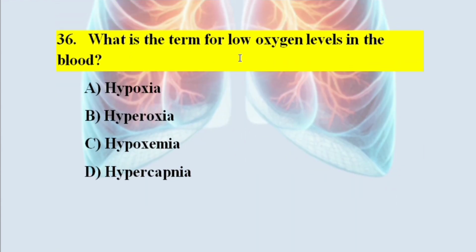What is the term for low oxygen level in the blood? Alpha, hypoxia. Beta, hyperoxia. Charlie, hypoxemia. Delta, hypercapnia. So low oxygen level in the blood, the best suitable answer is Charlie, hypoxemia.